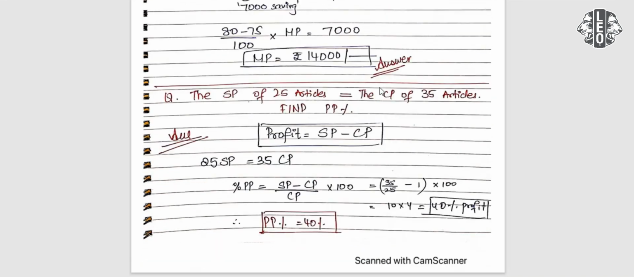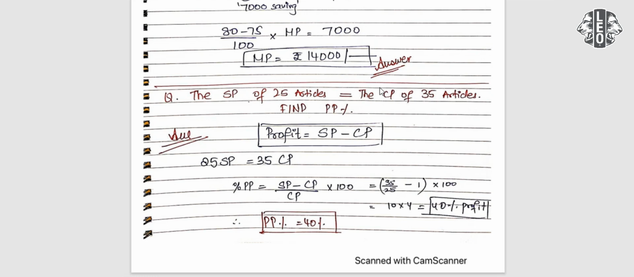And another question is actually the last question. Please focus on this question. Very, very important model. They are relating the cost price and the selling price at the first go itself. Okay. What is the crux? The crux is you convert everything into a single variable. So the selling price of 25 articles is equal to the cost price of 35 articles. You want to find the profit percentage.